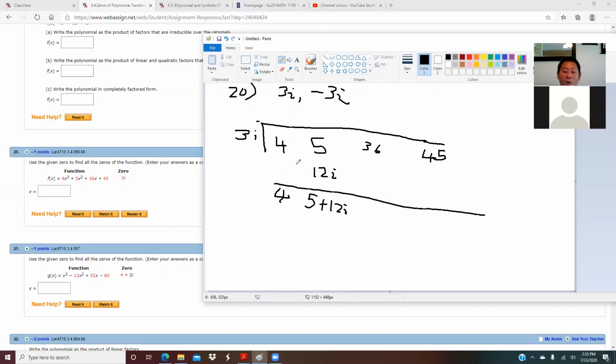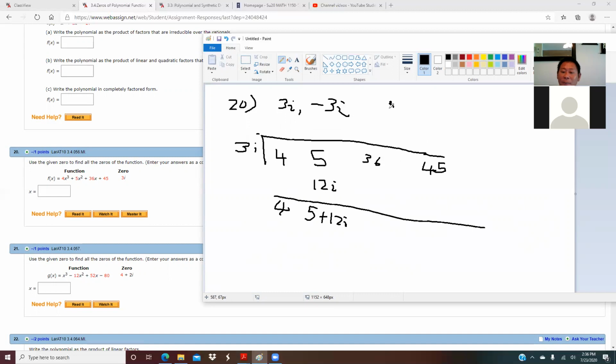Okay. And now you have to take 3i and distribute to this. This is the part that is a difficult part. It is 3i times 5 plus 12i. So you have to really distribute this and put that answer right below this 36.